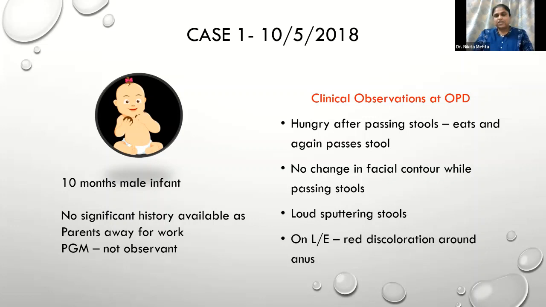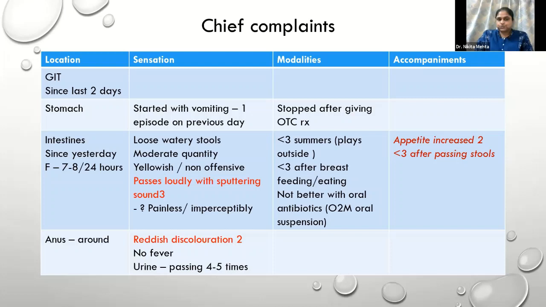If we see the OPD history of the case, the complaints started 2 days ago with vomiting, 1 episode on the previous day, but stopped after giving an over-the-counter medicine. But then in 24 hours, the baby passed 7 to 8 loose watery stools of moderate quantity, yellowish, non-offensive, loud sputtering and painless. They were aggravated when the baby was playing outside in hot weather, aggravated after breastfeeding and eating, and were not better with the oral antibiotics given. As a strong concomitant, we see that the appetite is increased and it is more increased after passing stools. There was reddish discoloration around the anus. Baby did not have any fever and was passing urine adequately.